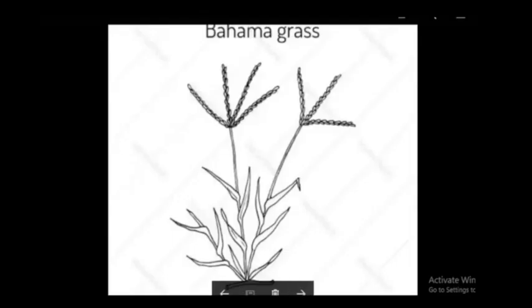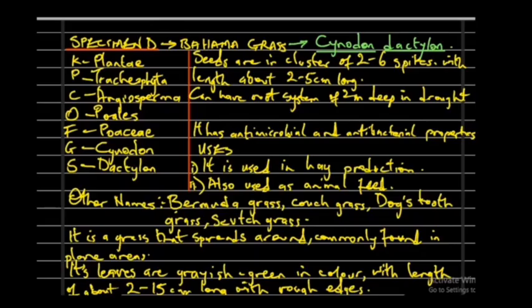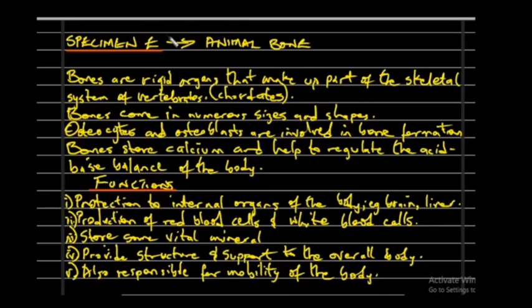So I made mention of spikes earlier on. So on this stalk here, these are spikes. You can see on this one here, it has 4 spikes: 1, 2, 3, 4. This one here has 3 spikes, and they have about 2 to 15 centimeters length. So that is how the Bahama or the Bermuda grass looks. So we move to the next specimen, which is specimen E, the animal bone.